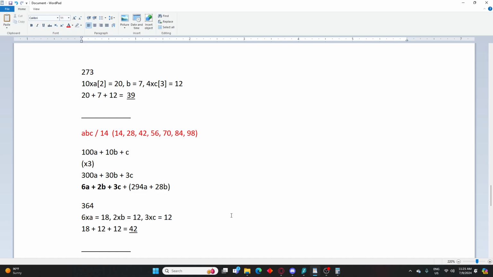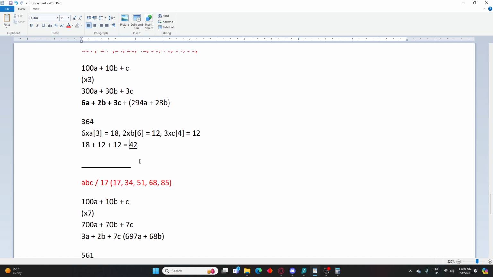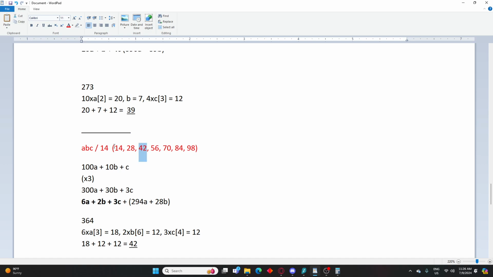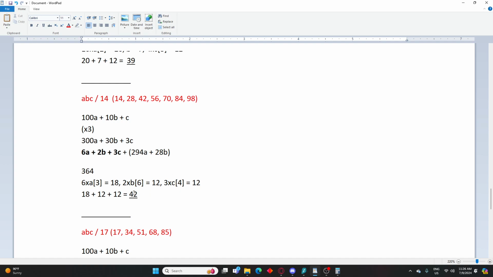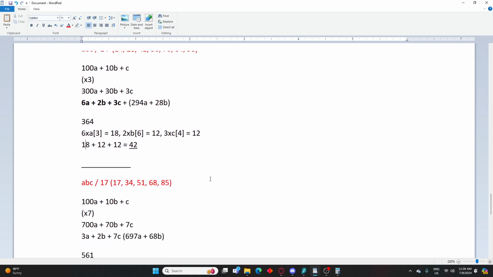Here's an example: 364. 6 times 3 is 18. 2 times 6 is 12. 3 times 4 is 12 as well. 18 plus 12 is in fact divisible by 14, as you can see right here. It is 14 times 3, in fact. So because this 6A plus 2B plus 3C is divisible by 14, then the whole thing is divisible by 14. So there you go.